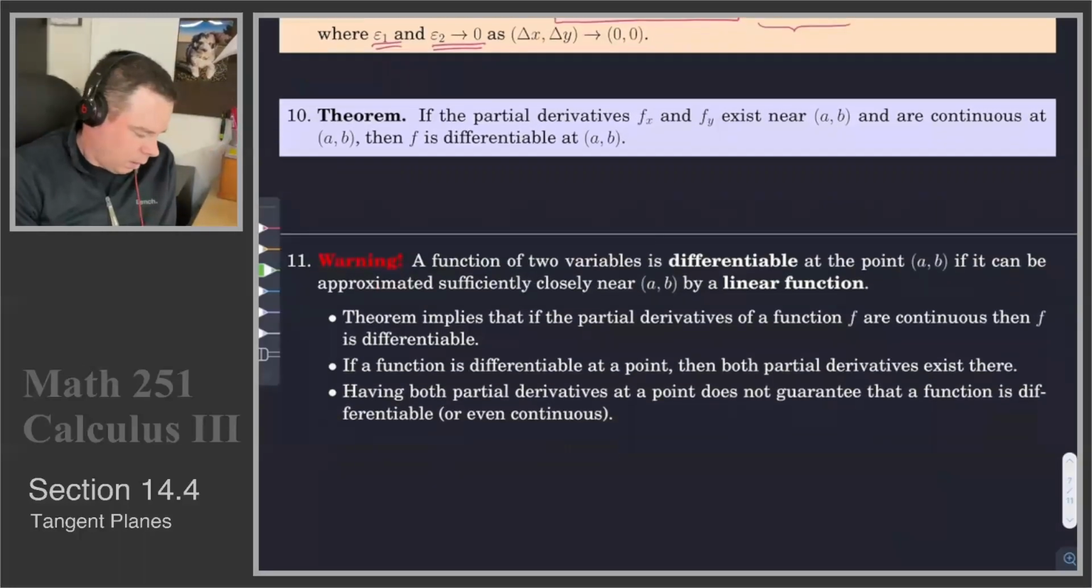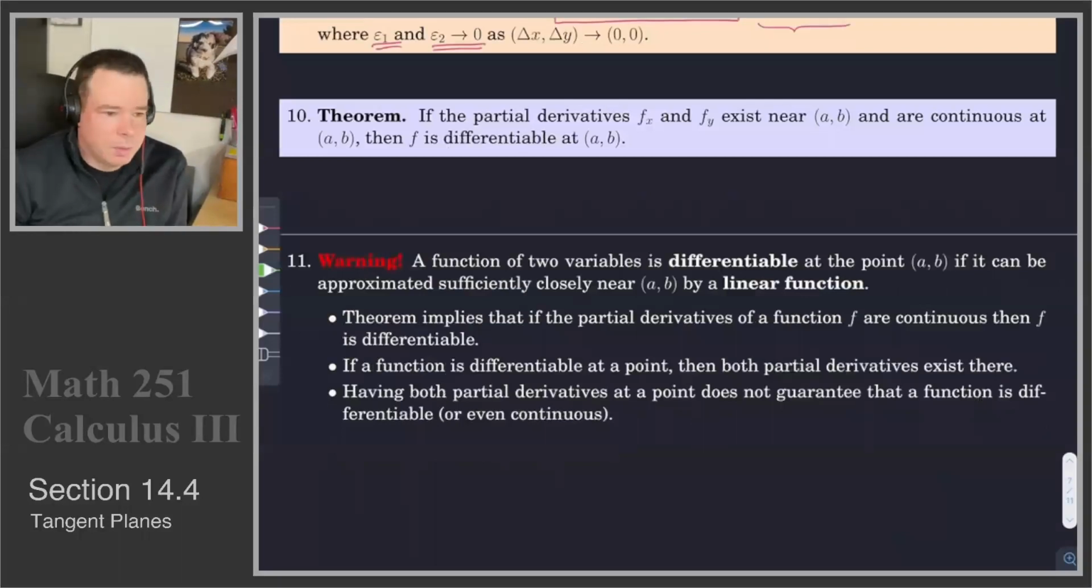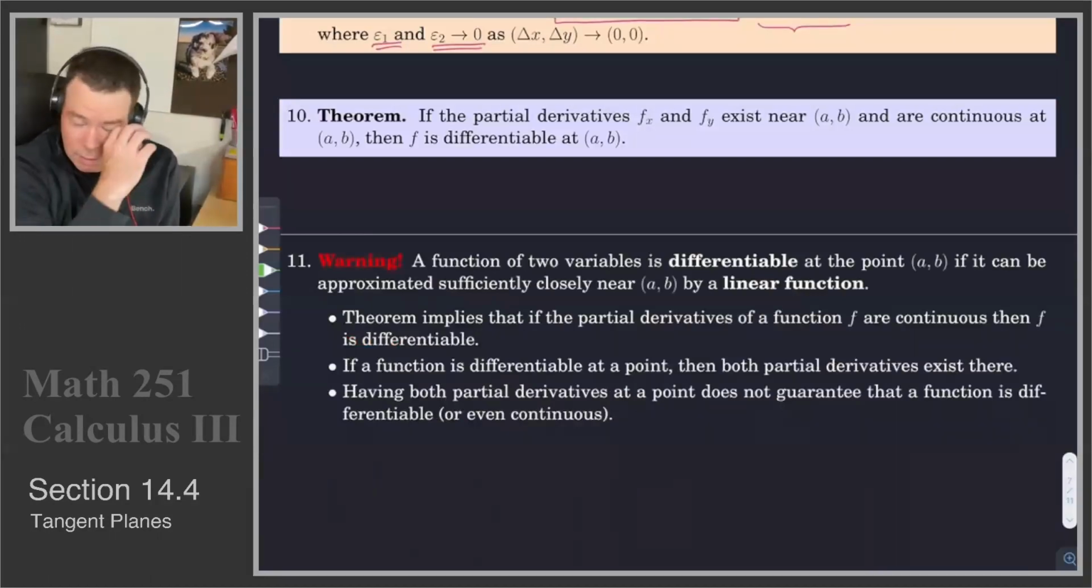All right, and so there's this warning down below. This is really a warning about what it means to be differentiable. I want to draw your attention to the last bullet point. Having both partial derivatives at a point does not guarantee that a function is differentiable. In fact, it doesn't even guarantee that it's continuous. You could compute the x derivative and the y derivative, but the function itself may not even be continuous there. So existence of partial derivatives isn't enough to guarantee differentiability.